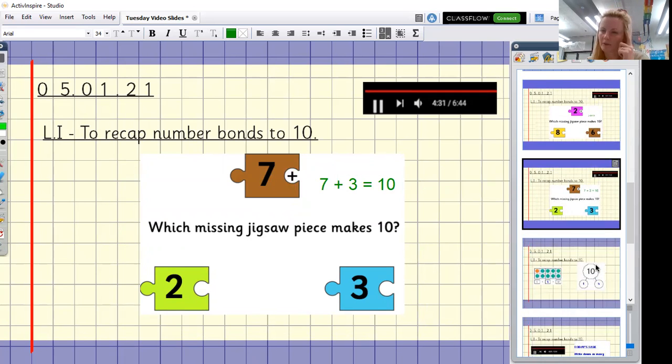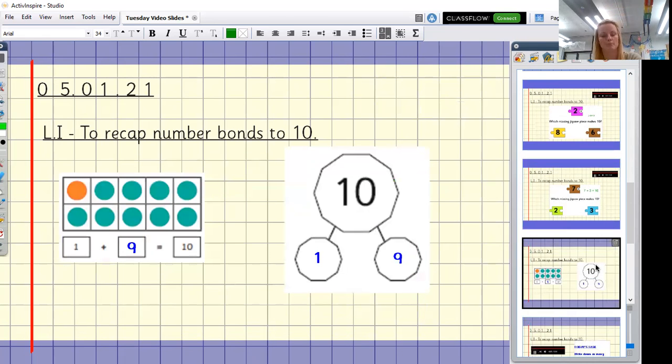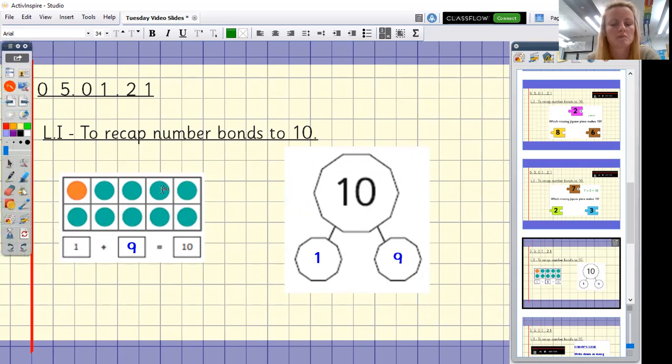I'm going to remind you of different ways we can represent a number bond. I have used a tens frame here, and I've also used a part whole model. So you can see I've got 1 red counter plus 9 blue counters equals 10. So I've got 1 plus 9 equals 10. And here, 1 part is 1, the other part is 9, and the whole is 10.